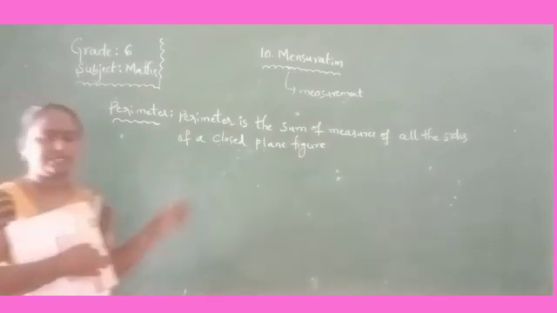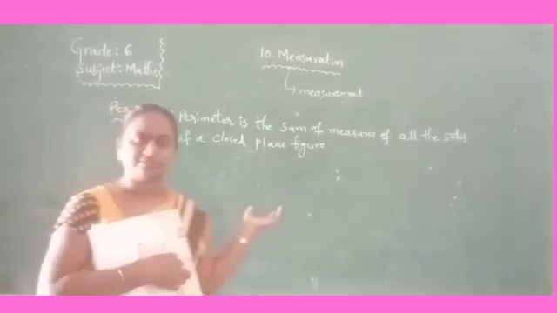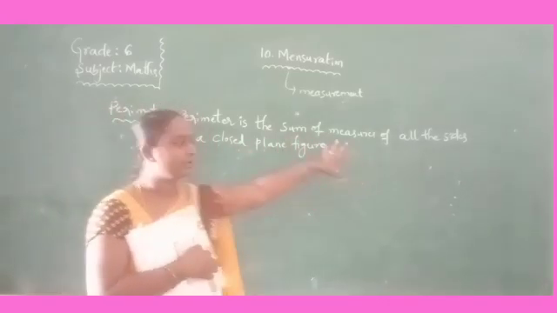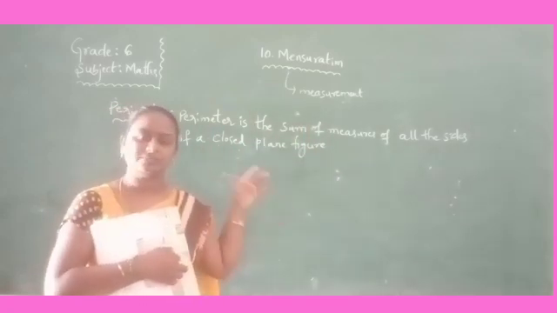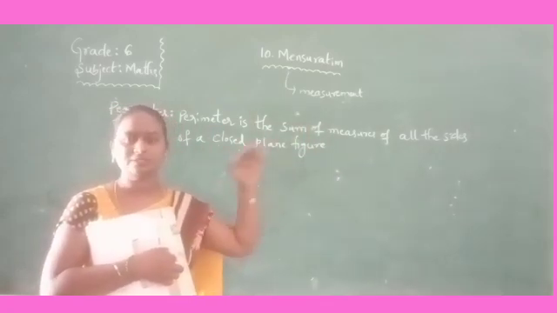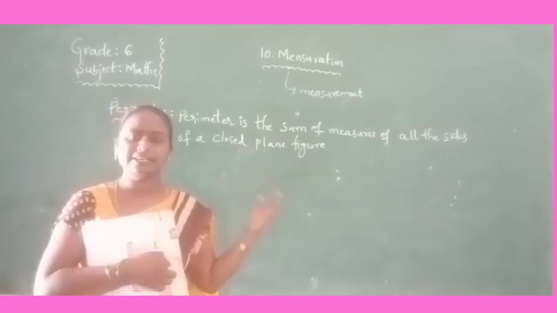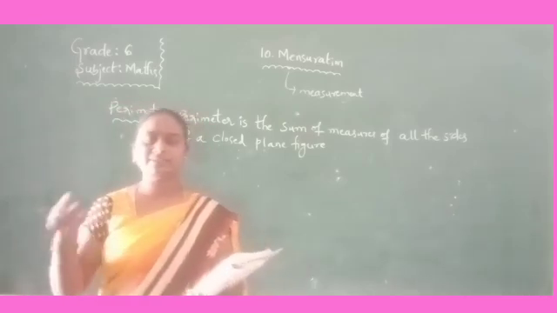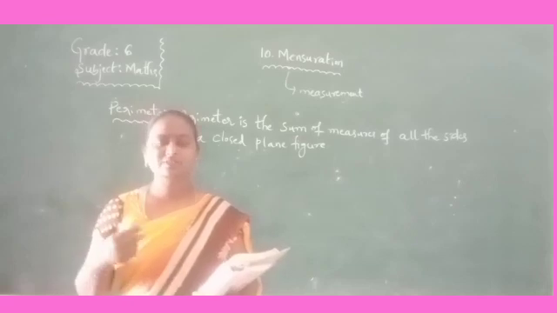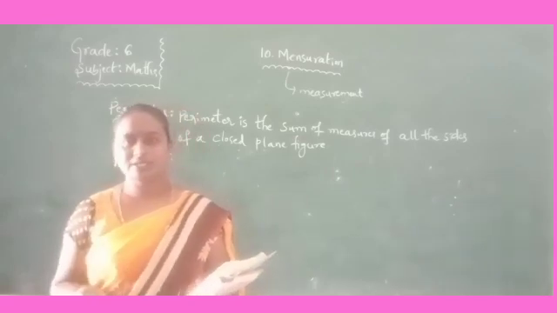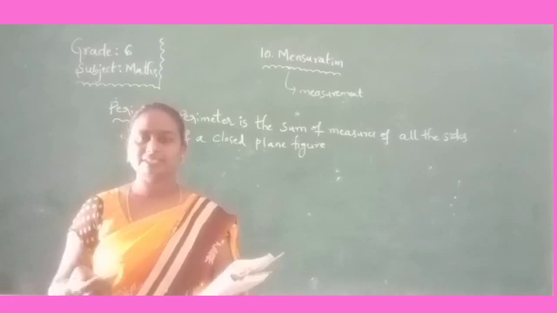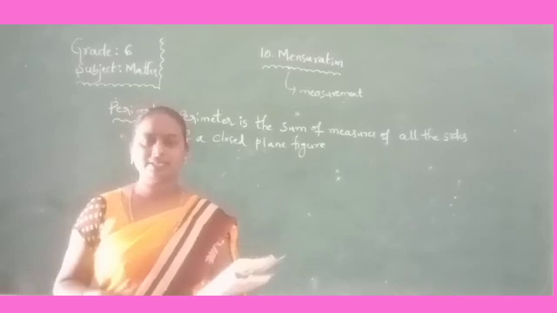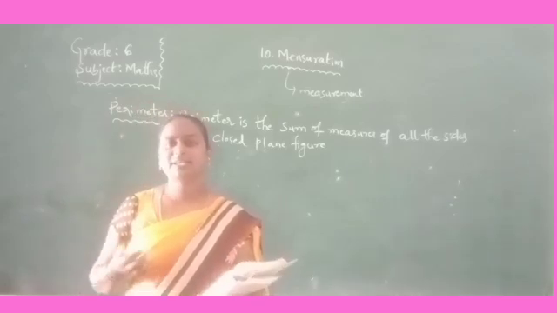Whatever the figure may be, it has some number of sides. Perimeter means the sum of the measures of all the sides. A square has 4 sides, so it is the total length of 4 sides. A triangle has 3 sides, so the perimeter is the sum of the lengths of 3 sides. Not only that, we also have regular polygons, that is pentagon, hexagon, heptagon, and quadrilaterals. These are all polygons, and we can measure their lengths also.